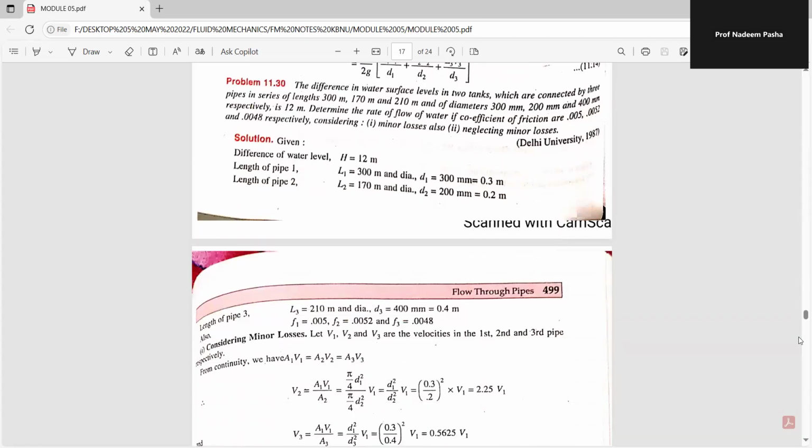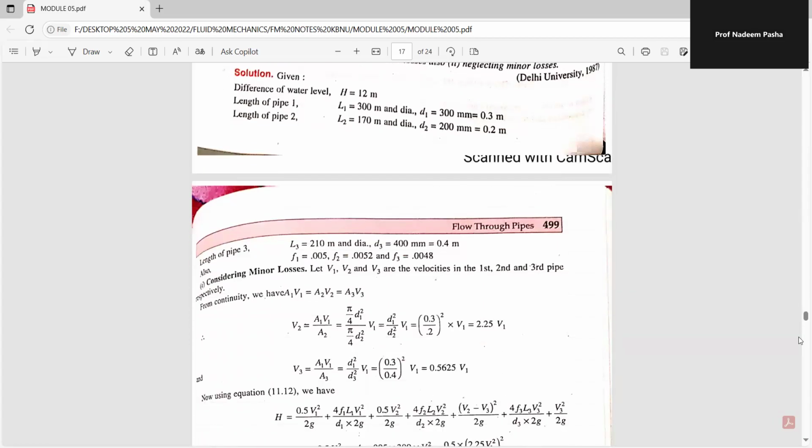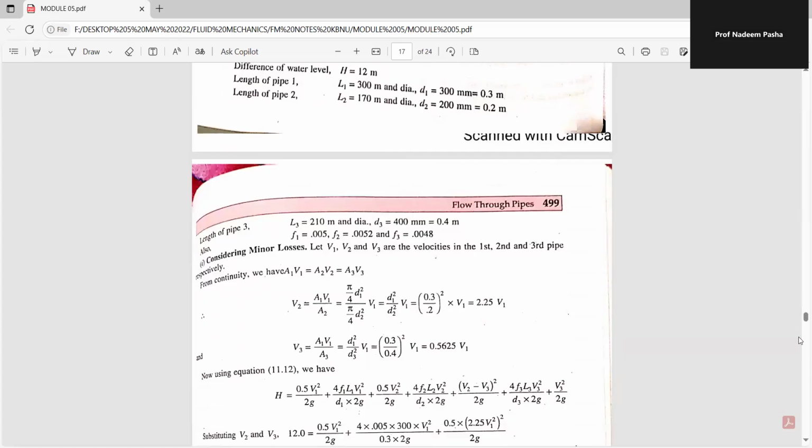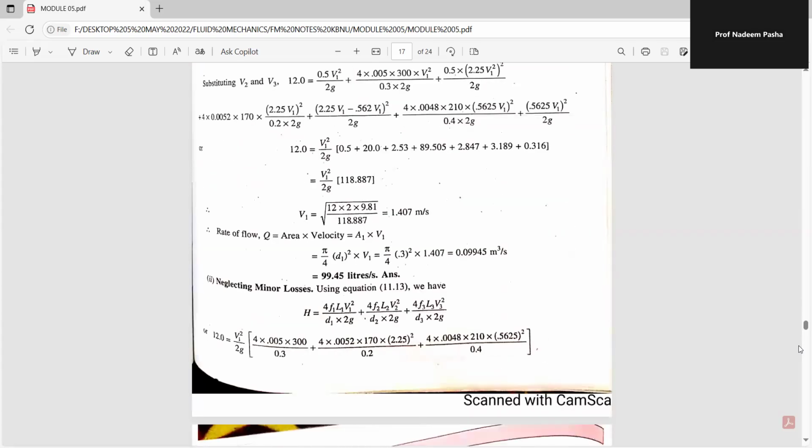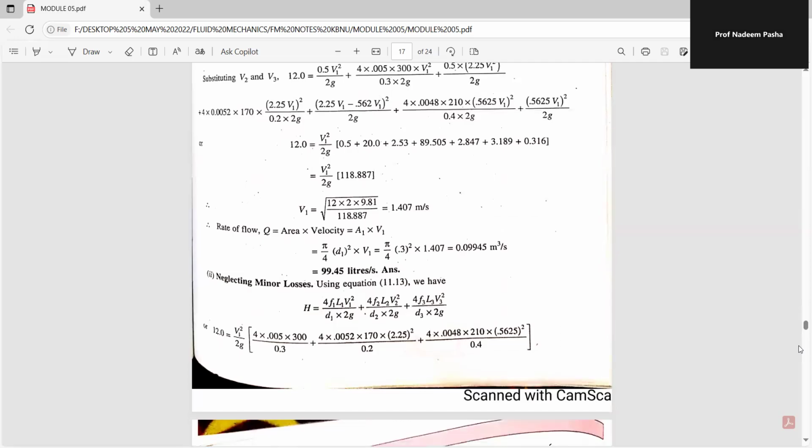L1 is given to you, L2 is given, D1 is given, D2 is given, L3 is given, D3 is given, and F1, F2, F3 are also given to you. Now, considering minor losses, V1, V2, V3 are the velocities in the first, second and third pipes. From the continuity equation, A1 V1 is equal to A2 V2 is equal to A3 V3. With the help of this, V1, V2 and V3 are calculated.